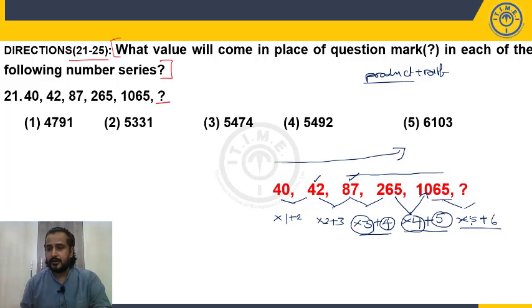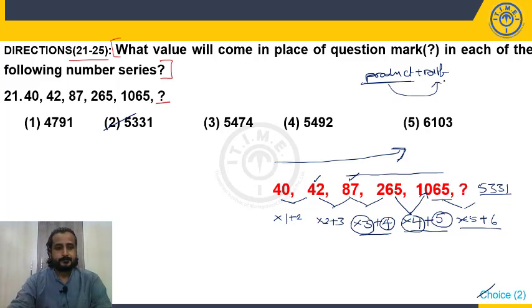So 1065 times 5. 1000 times 5 is 5000, and 65 times 5 is 325. Totally 5325 plus 6 is 5331. So my answer is 5331, so choice 2 is my answer. If the given numbers are increasing rapidly, we will apply product logic. If it is not a proper multiple, then it is a combination of product and difference.